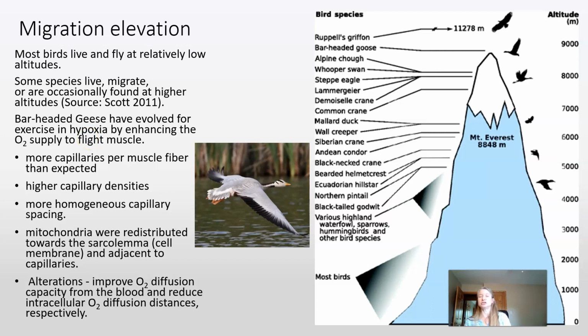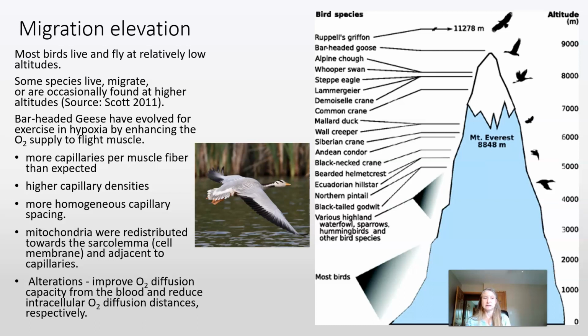This would be low oxygen environments that enhance the oxygen supply to flight muscle more so than some of the other species. So they have more capillaries per muscle fiber. Your book actually has some of those, like a cutout picture of what the muscle looks like. So there's more capillaries to deliver blood to these muscles. They have a higher capillary density, so it's more packed with capillaries. The capillaries are more homogeneously spaced so that you have less distance for oxygen and waste to be traveling. They have mitochondria that are redistributed towards the sarcolemma. So this is a cell membrane adjacent to the capillaries.